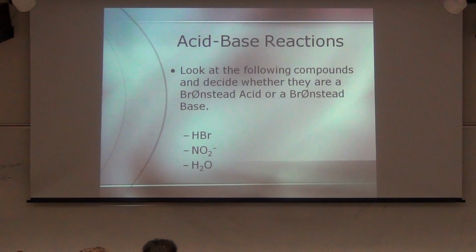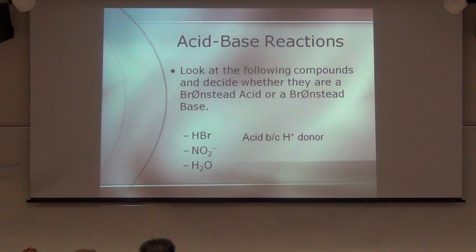Got 3 compounds here. Bases, acids. What about this guy? Marcus, what do you think? HBr? Hydrogen bromide? Likely a donor or an acceptor? It's a donor, very much like HCl. The hydrogen compounds with our halogens are many of our strong acids. So that's going to be an acid because it's going to give up that hydrogen.